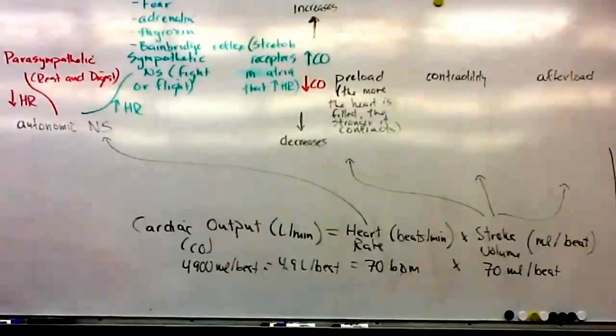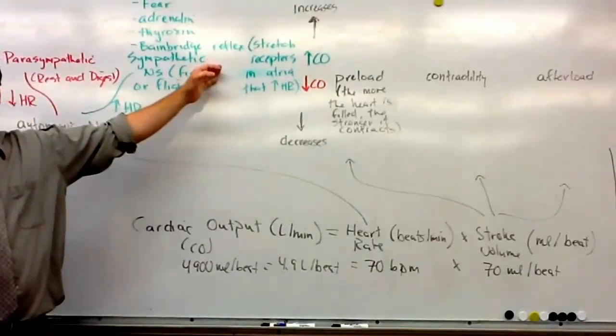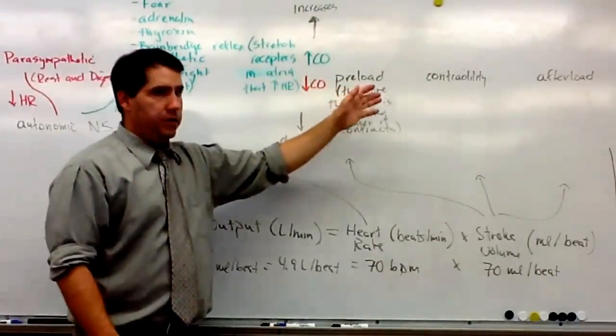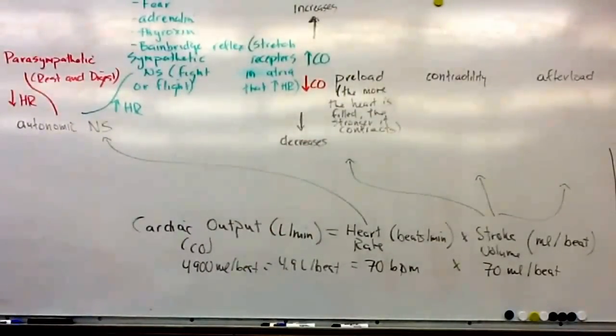What it means functionally is if the heart sees more blood, it's going to contract harder. That's nice, because again, that means the heart can kind of control things on its own. So up here, if the heart is stretched, heart rate goes up. Because of preload, if the heart muscle is stretched, it contracts harder.